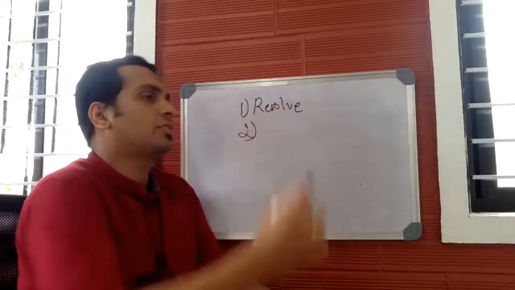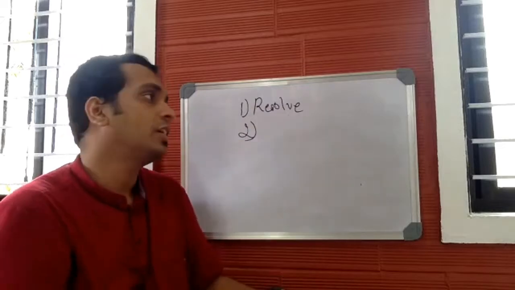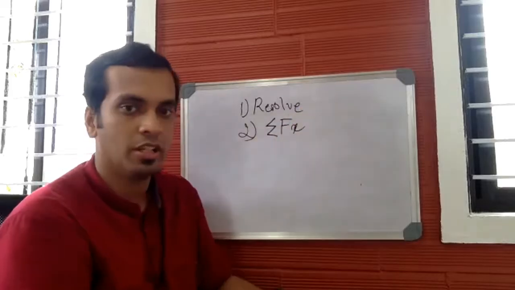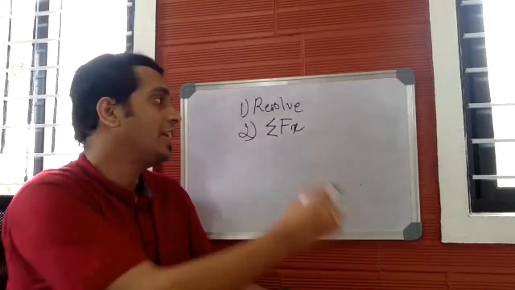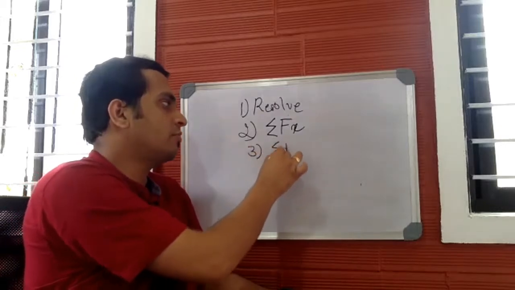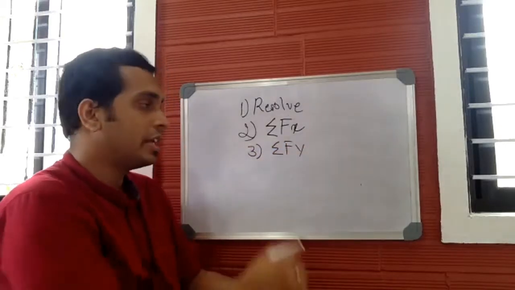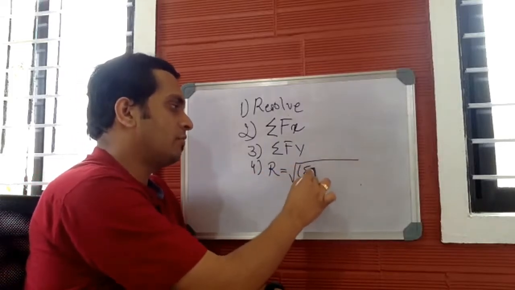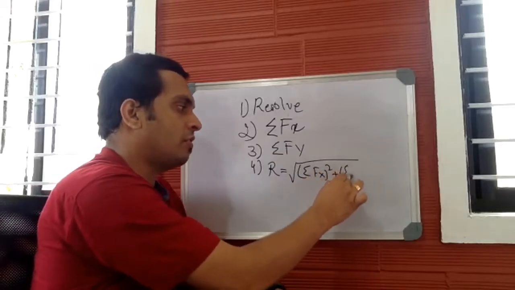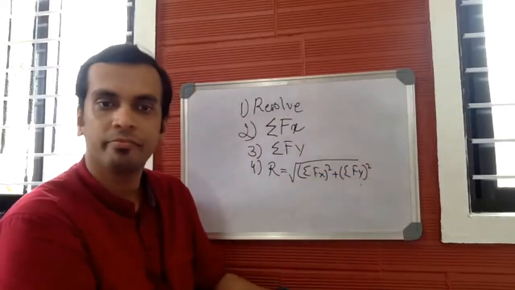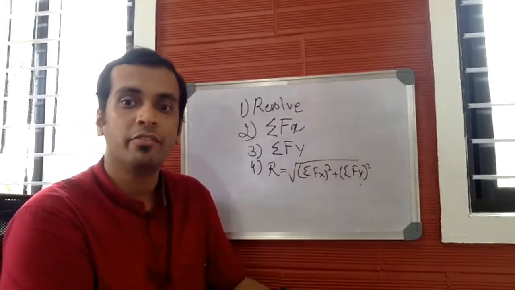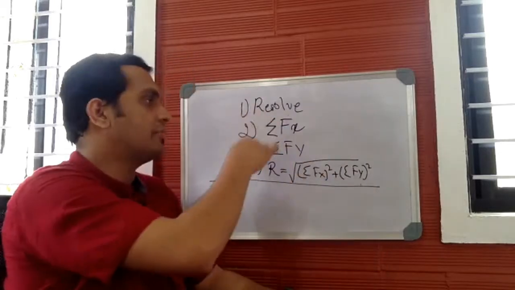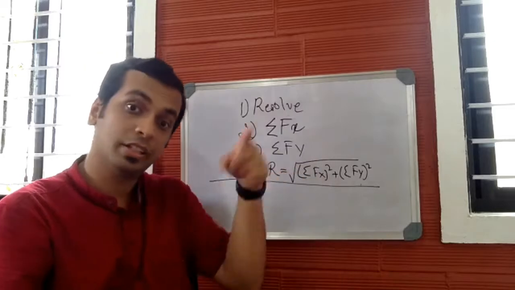Step number two. Once you resolve all the forces, you have to find the summation of all the forces moving along the x direction. In step number 3, you'll be finding the summation of all the forces moving along the y direction. In step number 4, you'll be finding the magnitude of resultant. R is equal to square root of summation of Fx squared plus summation of Fy squared. These are the 4 steps, and you're familiar with them because these were the steps in the concurrent force system as well.